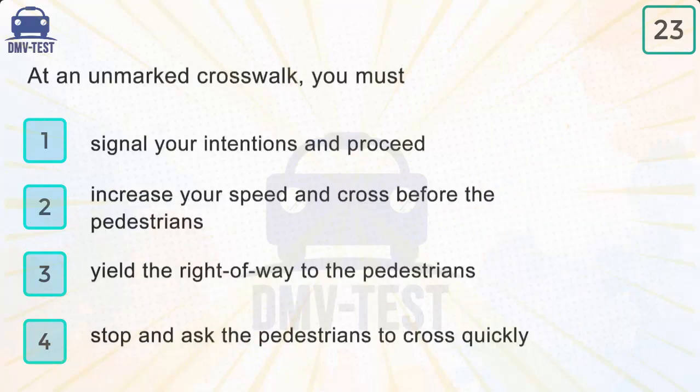At an unmarked crosswalk, you must signal your intentions and proceed. Increase your speed and cross before the pedestrians. Yield the right-of-way to the pedestrians. Stop and ask the pedestrians to cross quickly.